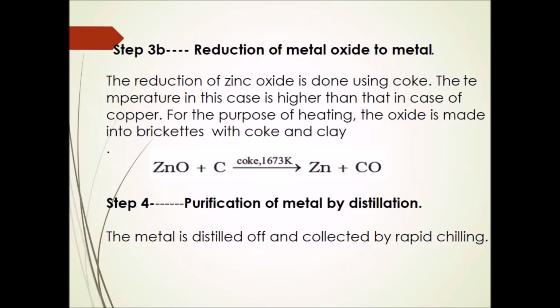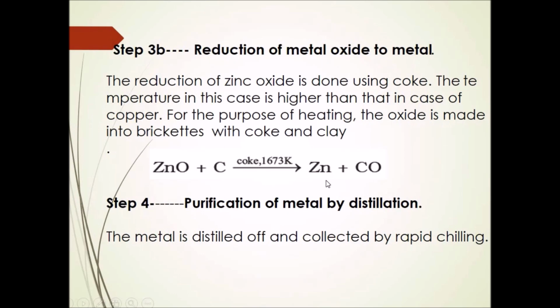So it is heated to a temperature of 1673 Kelvin. It is one of the highest temperatures. So zinc oxide treated with carbon or coke at a temperature of 1673 Kelvin forms zinc. So we have obtained what? Zinc. So in this step, reduction of metal oxide to metal, we have obtained zinc.